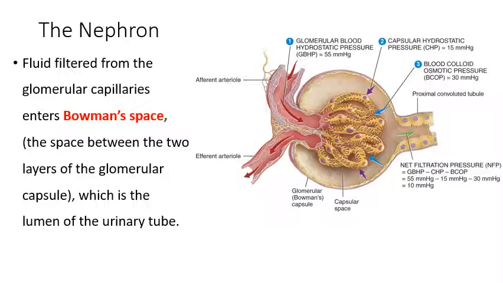But the tiny little clefts between these cells here in the glomerulus are not going to be big enough for the cells to get out. So blood cells are going to stay in the bloodstream and they will not enter the capsular space. But we'll get some plasma, we'll get a whole bunch of sugars, proteins, all these kinds of waste products, all this stuff is going to enter into the capsular space.